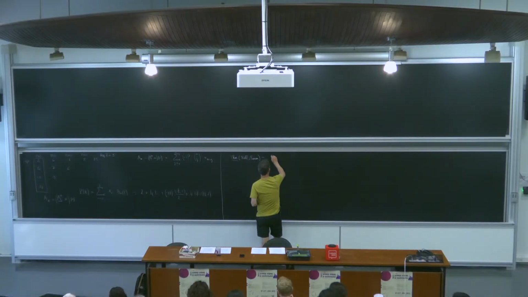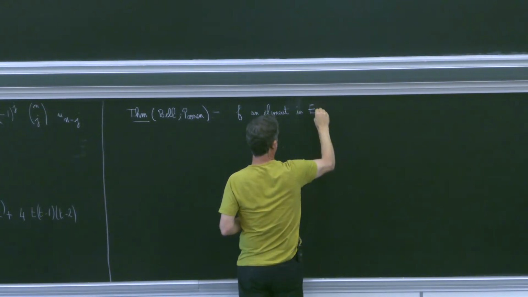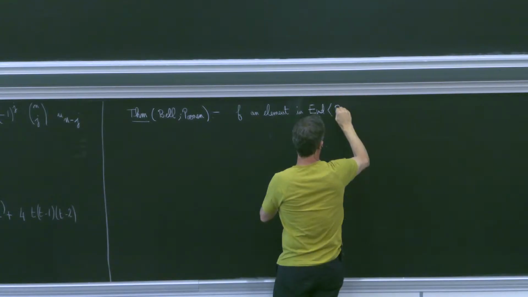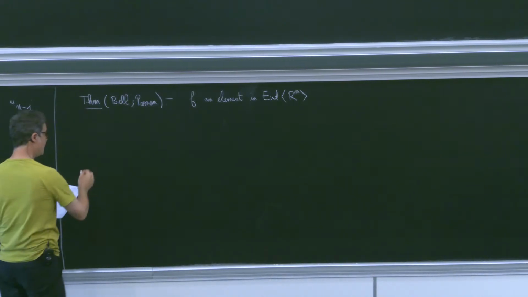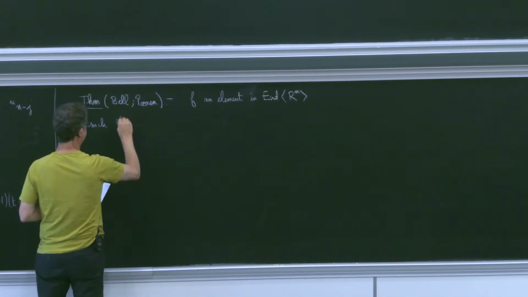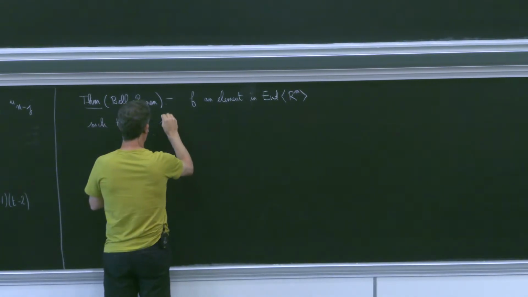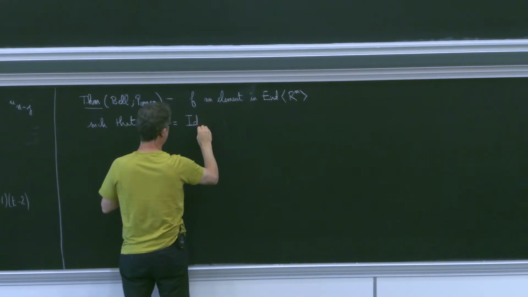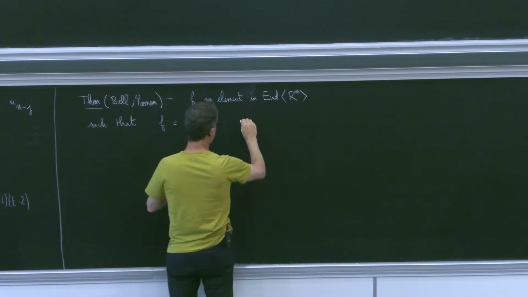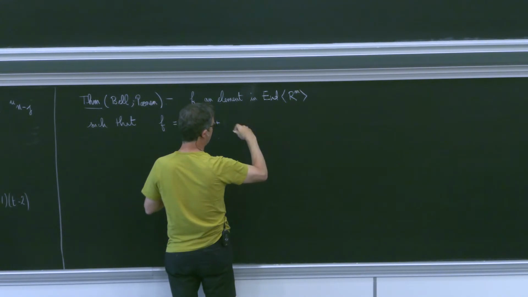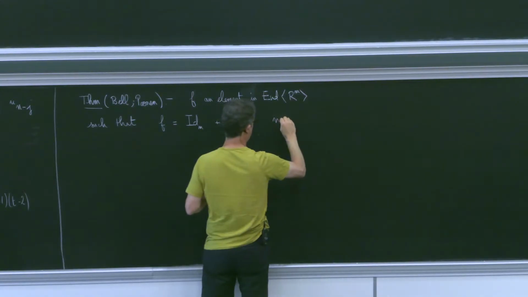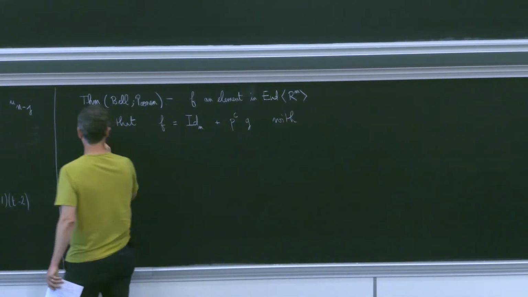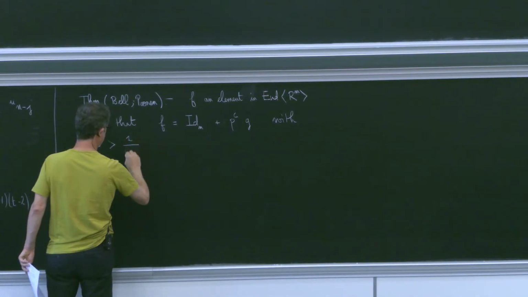So you take F, an element in the analytic endomorphisms of R^m. So R is my valuation ring, such that you can write F as the identity plus some rest, which is 0 mod a power of p. So I can write it like that, p^c times G, with c larger than 1 over p minus 1.